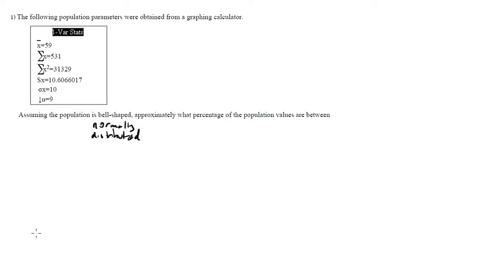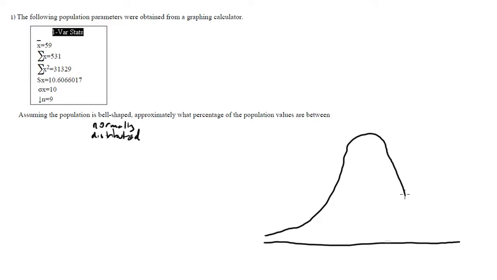Let me draw something. I'm going to try to do this well. Okay, that's not too bad. I think I should draw it quicker, so I'll be less apt to make a mistake here. So this is a bell curve, a bell-shaped curve, otherwise known as a normal distribution.